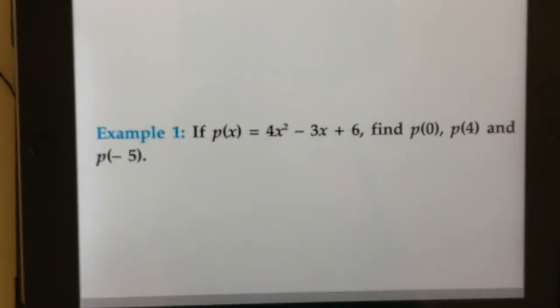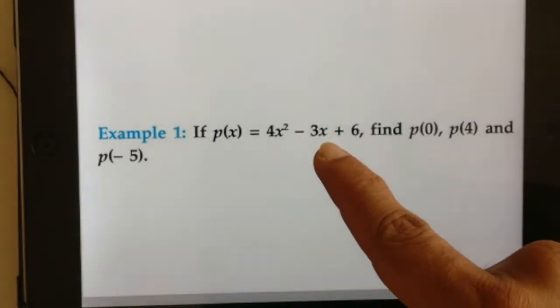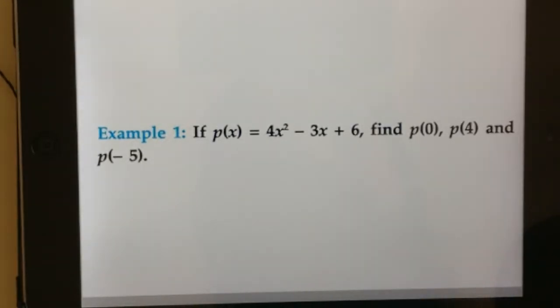What about the second one? If you put 4, 4 into 4 square, 4 square is 16, 16 fours are 64, minus 3 into 4, 12. 64 minus 12, how much is it?